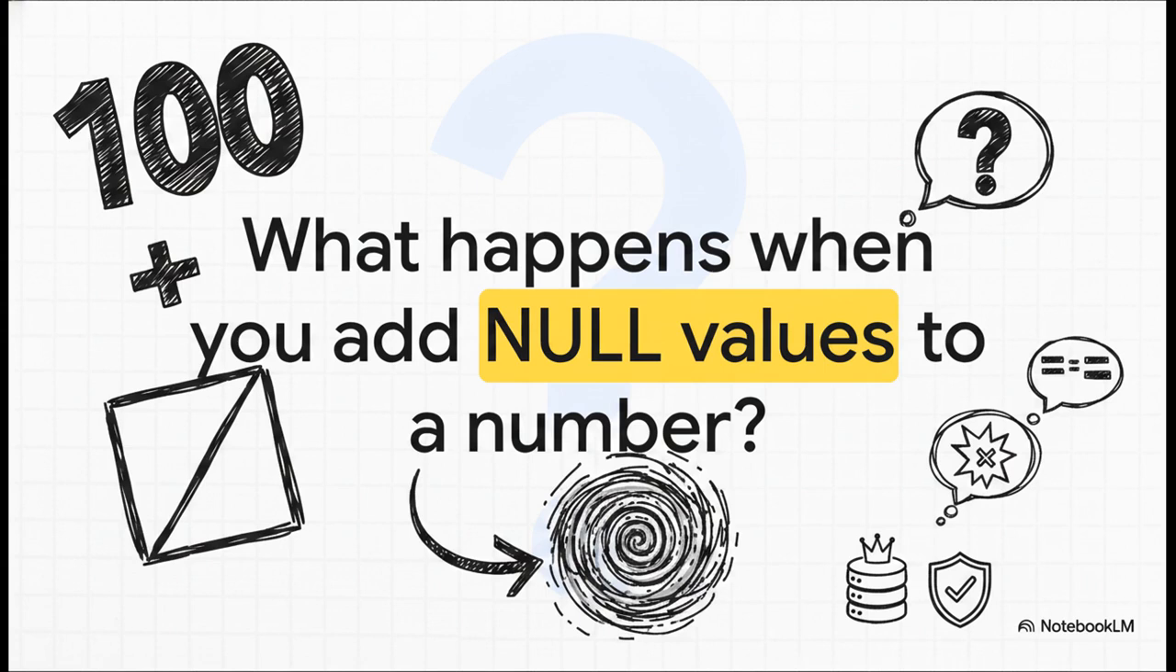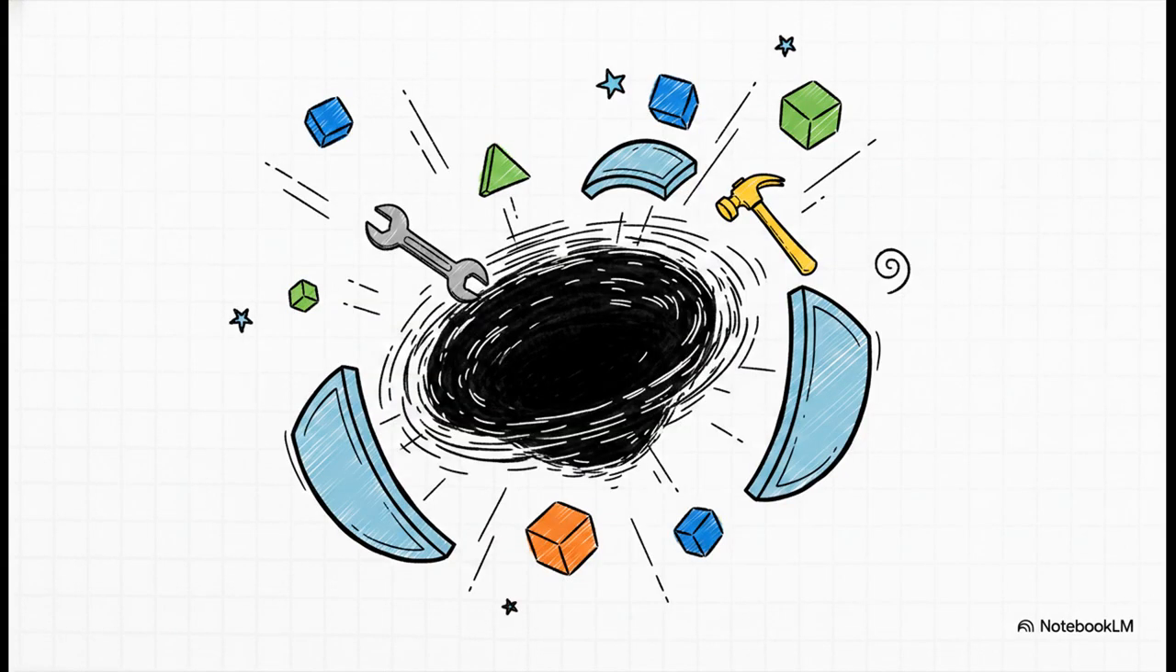Does it give you 100? Does it throw an error? Well, the answer is, an arithmetic expression containing a null always evaluates to null. The source material goes deep into testing how arithmetic expressions behave with nulls, which is exactly why you have to master conversion and conditional functions.